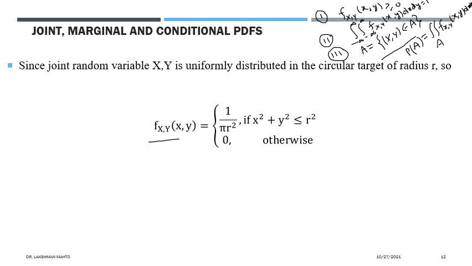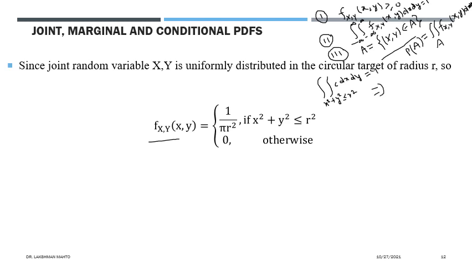Using the second property, the normalizing property, we know that this joint density is uniformly distributed, so it is constant throughout the circular region. We need to integrate over the circular region. The circular region is defined by x square plus y square less than or equal to r square. We integrate the density function, which is constant, so c times dx dy equals 1 due to the normalizing condition.